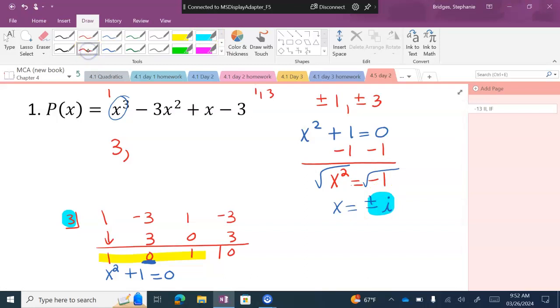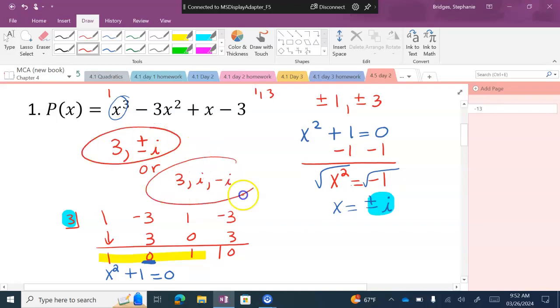Positive and negative i. You can write them together as plus or minus i, like this. Or you could write it as 3, comma i, comma negative i. Either way, I should have 3 values in my answer blank. Everybody okay with that?